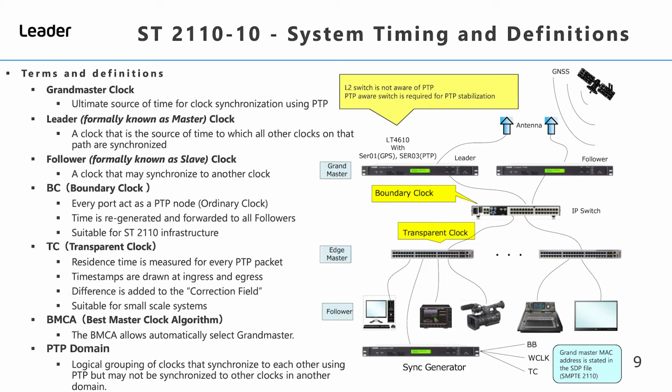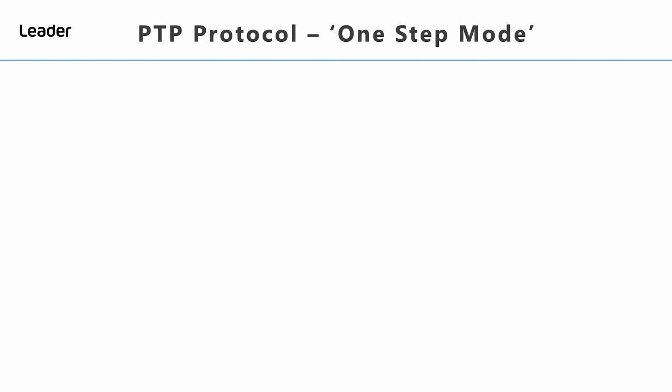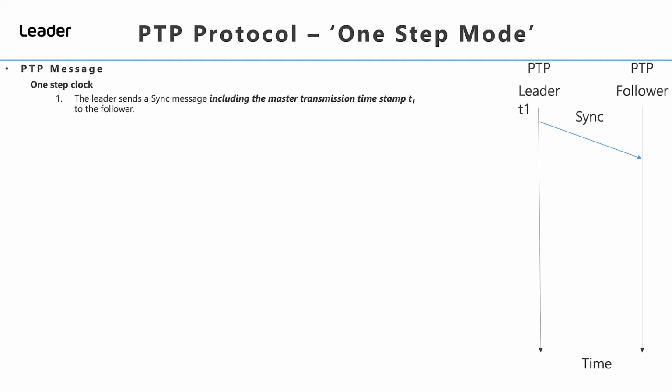So how do we calculate the timing parameters of a PTP network? One method is what's known as the one-step mode, where a series of messages are sent between the PTP leader and PTP follower. This starts with the leader sending a sync message, including the master transmission timestamp T1, to the follower. The follower receives the sync message and records the received follower timestamp T2 and the leader transmission timestamp T1.